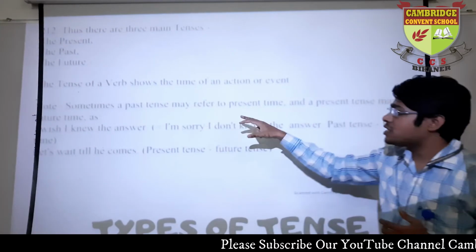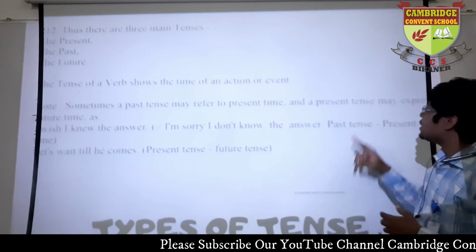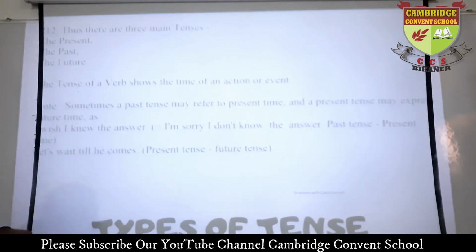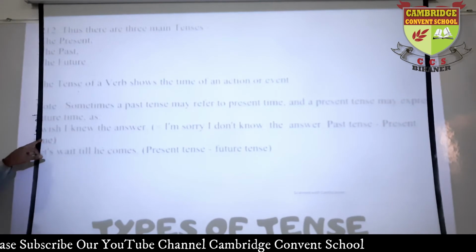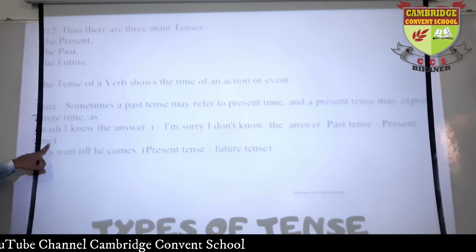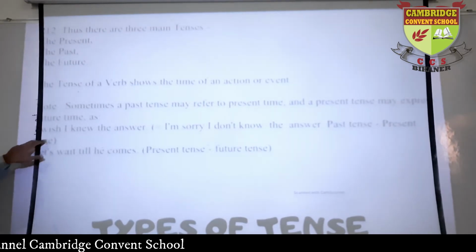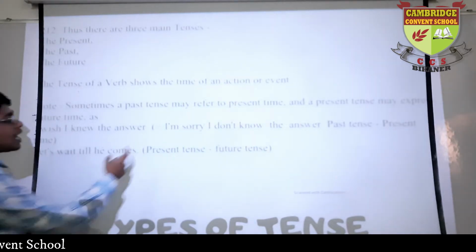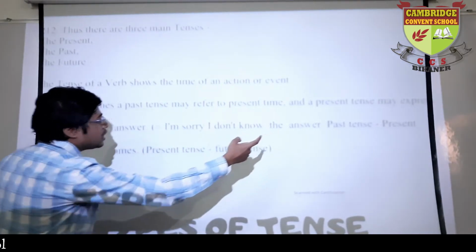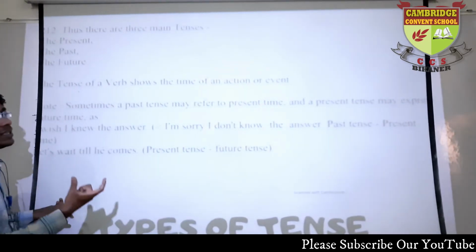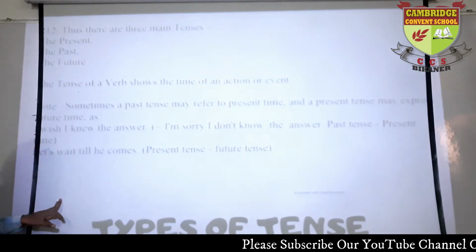Sometimes a past tense may refer to present time and a present tense may express future time, as in "I wish I knew the answer." The right meaning of this sentence is "I am sorry, I don't know the answer." It is a past tense used in a present time.